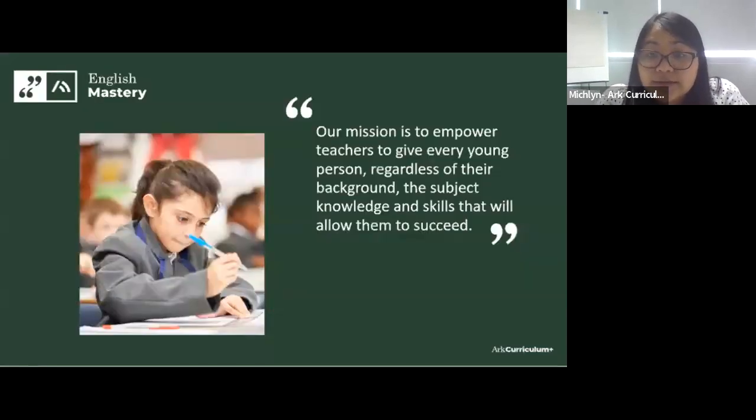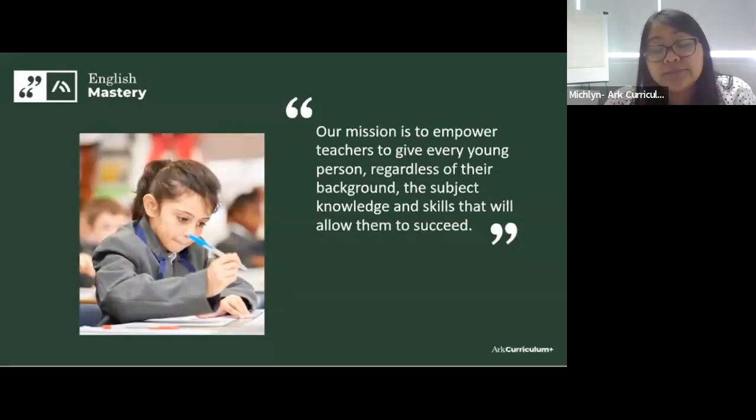And ultimately, this is our mission, that children and young people are at the centre of what we do. And what we really want is to empower teachers to give every young person, regardless of their background, the subject knowledge and skills that will allow them to succeed. We also want to make sure that we reduce teacher workload. And so our programme not only provides curriculum resources, but also really good quality professional development.